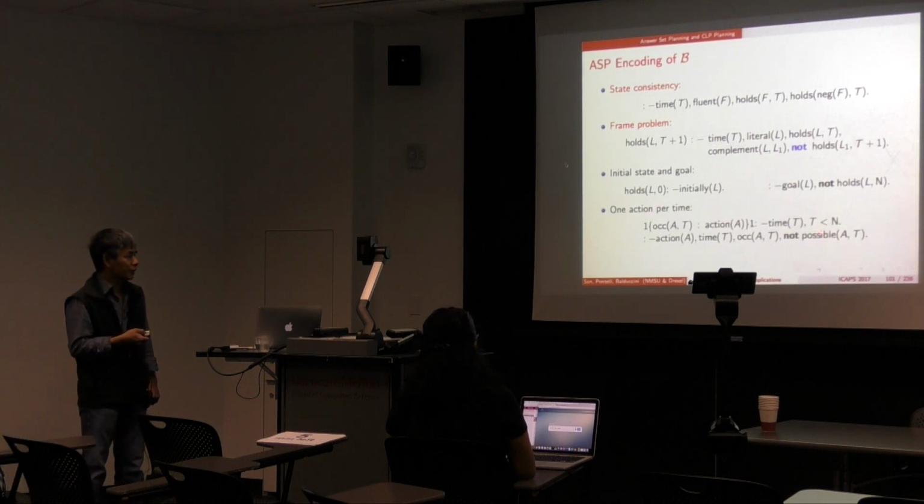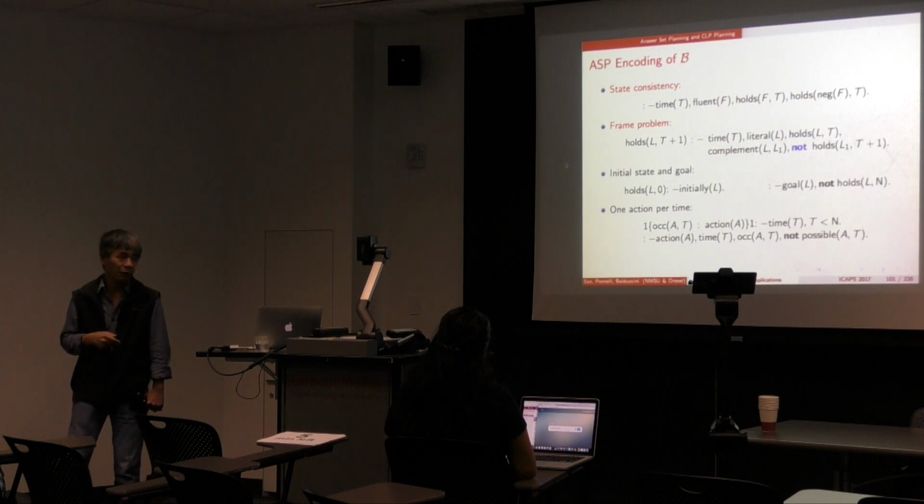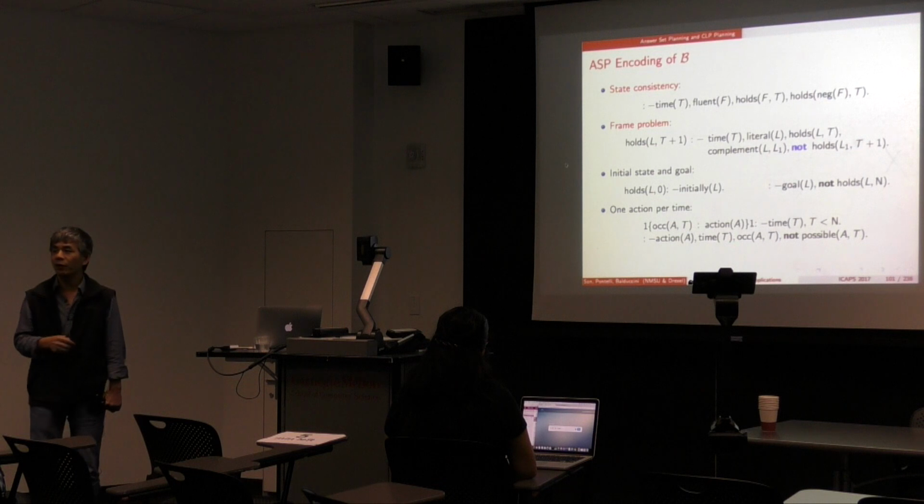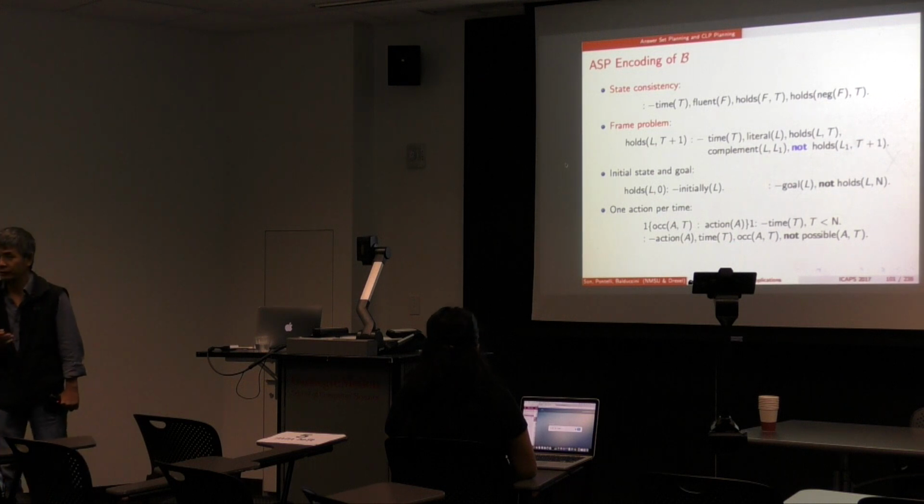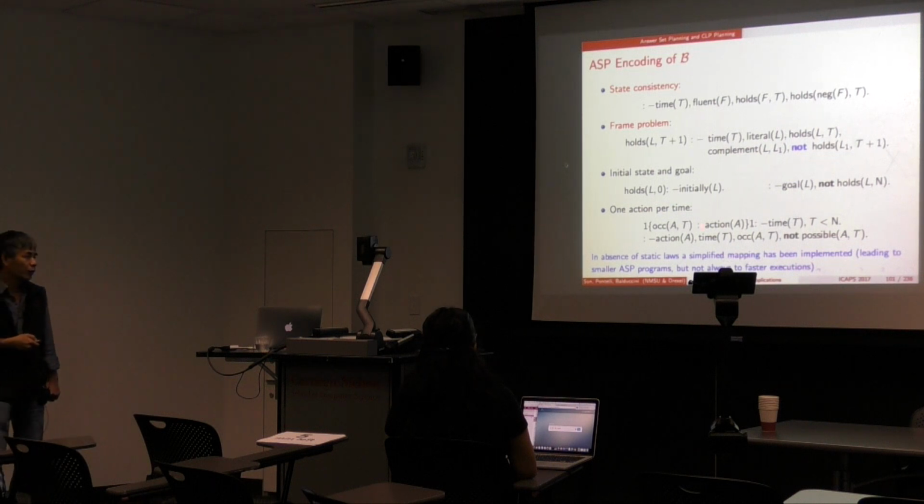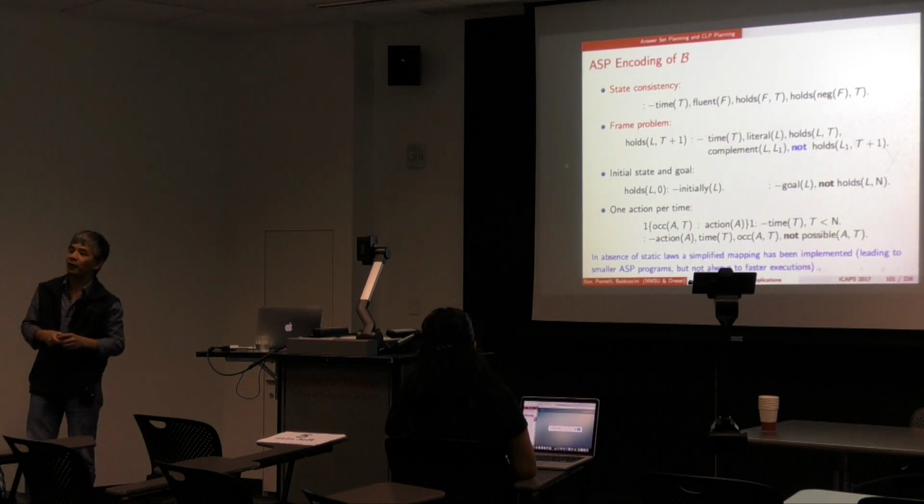To generate the action, we use this choice rule here. At each time t, we have at most one and at least one action that has to occur. And we require that the action can only occur whenever it is executable, and that's all the programming. If we have no static causal law, this coding can be simplified quite a bit.